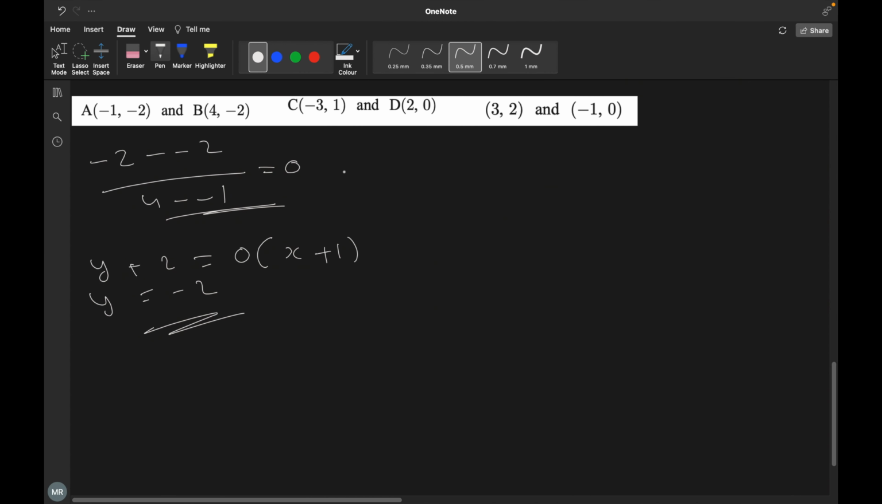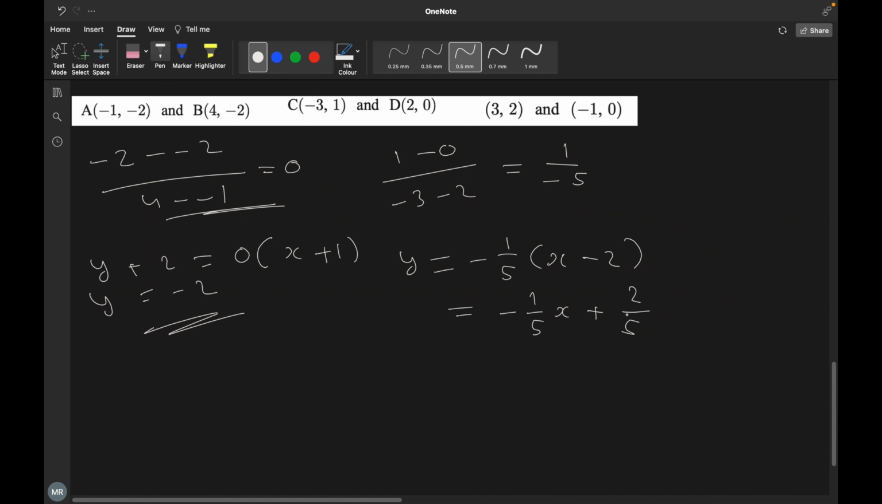Yeah. So now let's solve this one. Let's find the gradient first. So 1 minus 0 divided by negative 3, minus 2. That's 1 divided by negative 5. So y minus 0, we'll just leave that. So that's negative 1 by 5 into x minus 2. Let's simplify this. Let's cross multiply to actually simplify it. And that's our answer.